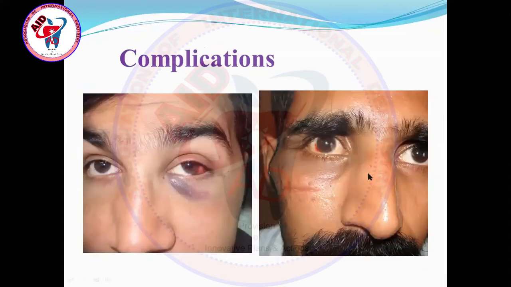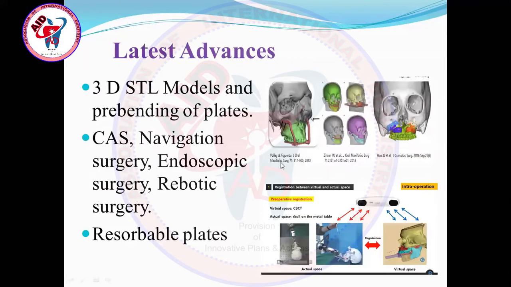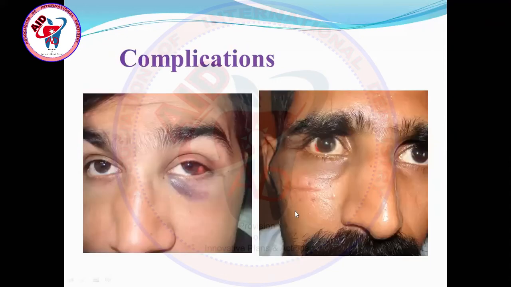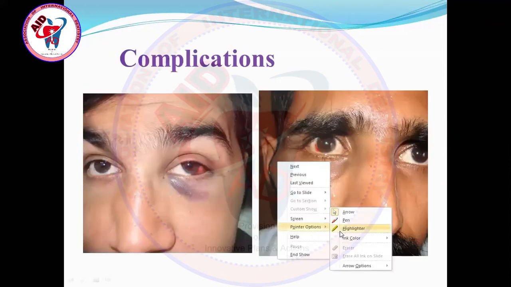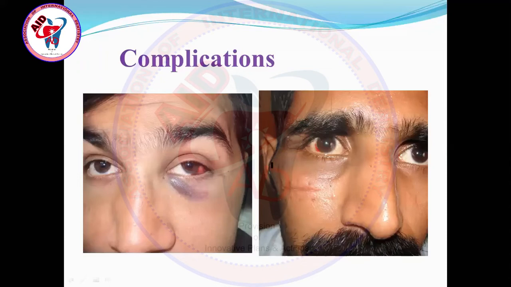Like here, this is a scar. And there could still be aesthetic deformity if it's not properly reduced. Outward bowing of the arch is still there. Flattening of the malar area could be there. These could be the complications, but these are long-term, persistent, with limitation of mouth opening. And then there are different ways to manage these long-term complications.